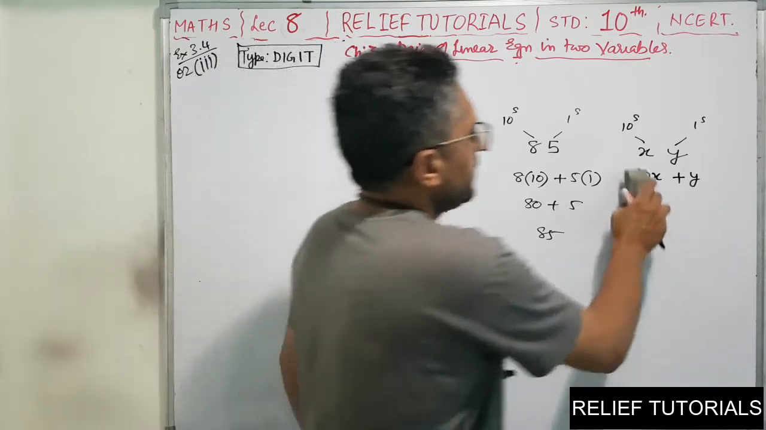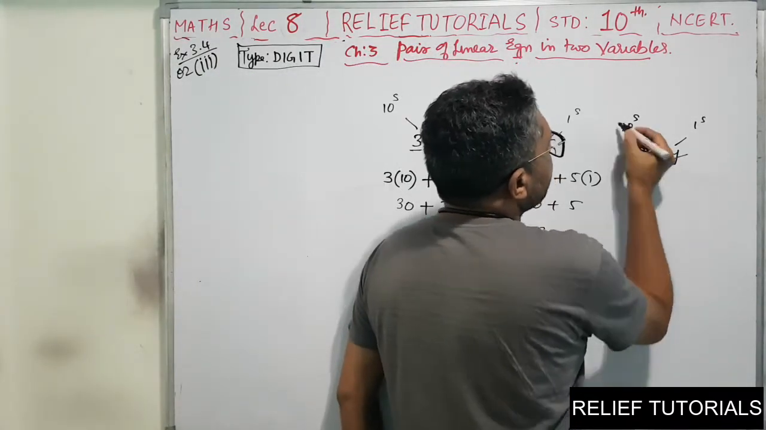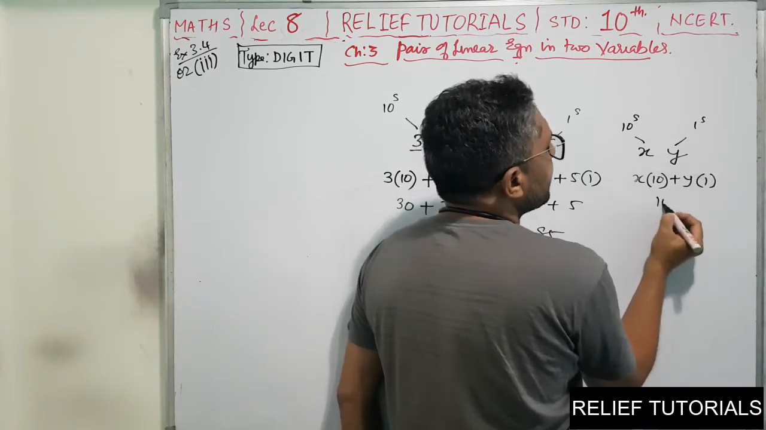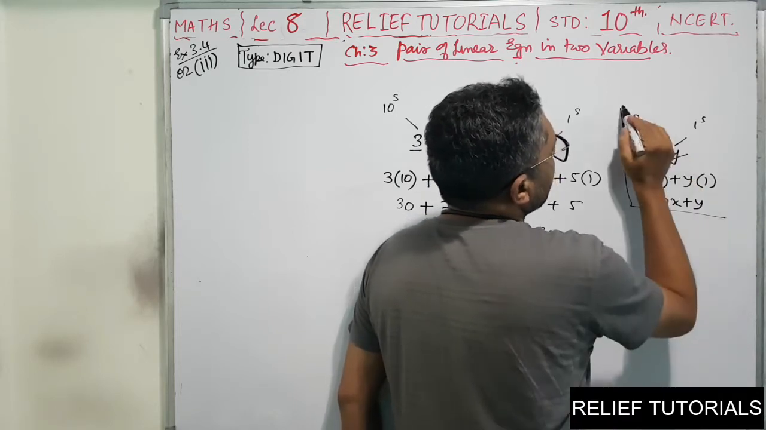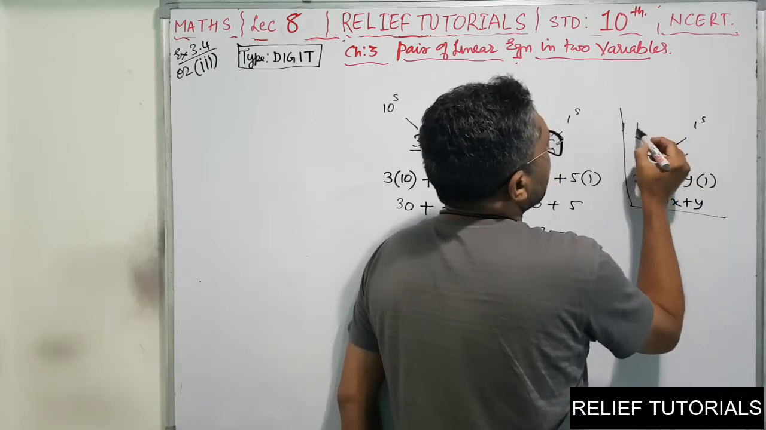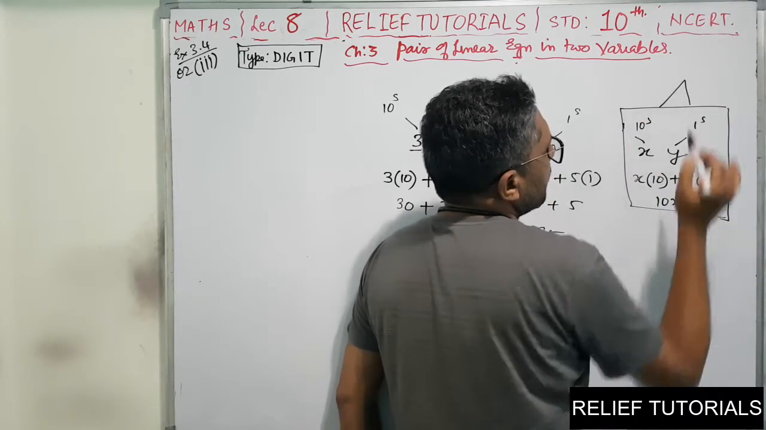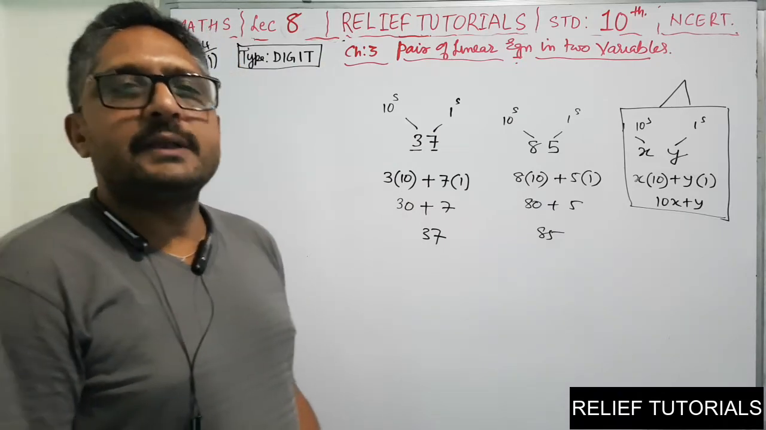Okay, see here I will write it. Digit is x. We are multiplying with its place 10, plus y into 1. So what will you get? 10x plus y. This is the process. So in this way you can obtain the two-digit number.